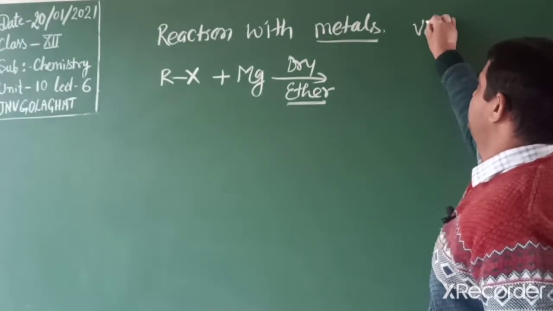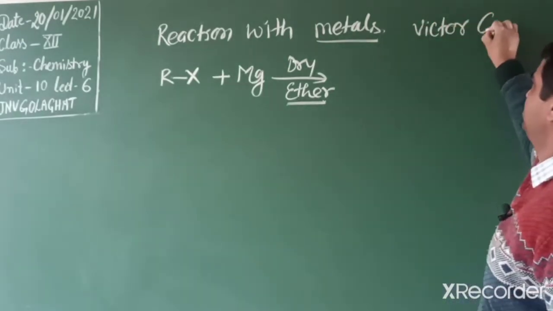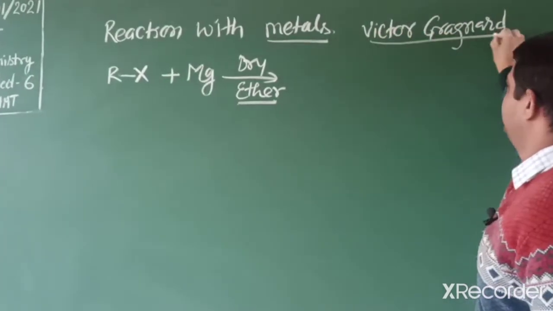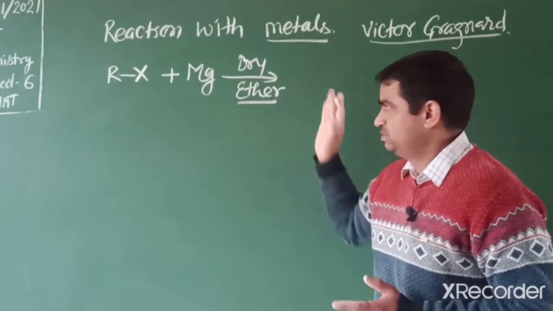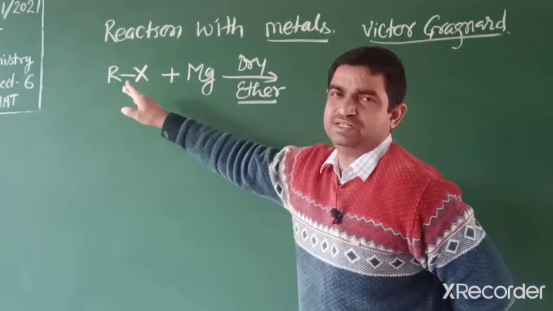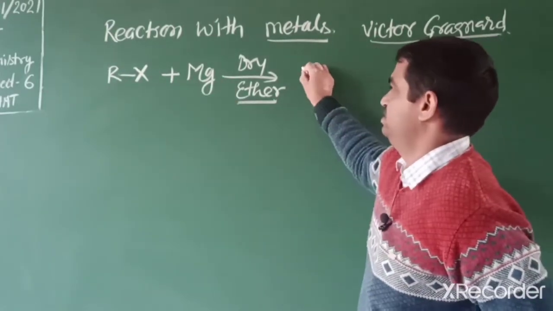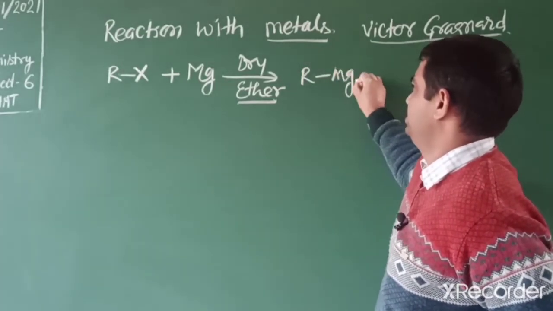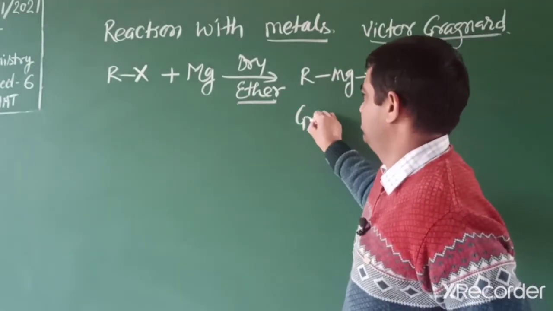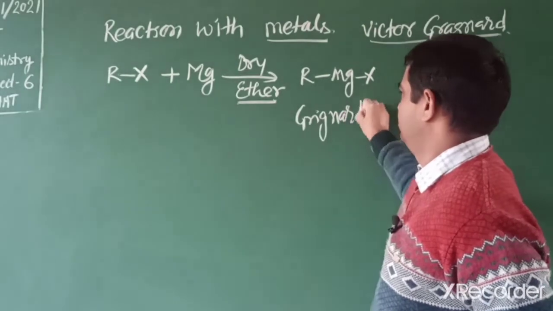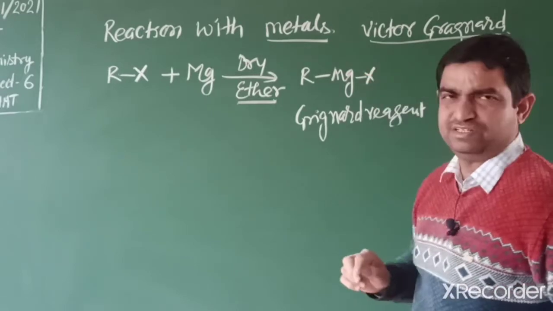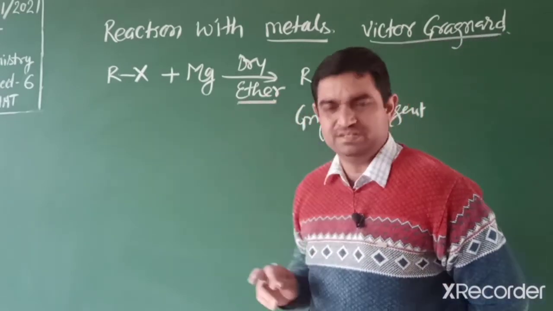The scientist is Victor Grignard, who synthesized this reagent, known as the Grignard reagent. Magnesium, when it reacts with an alkyl halide, gives RMgX, a special reagent known as the Grignard reagent. And in this reaction we use dry ether as the medium.